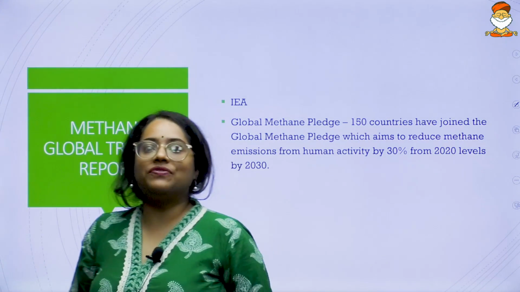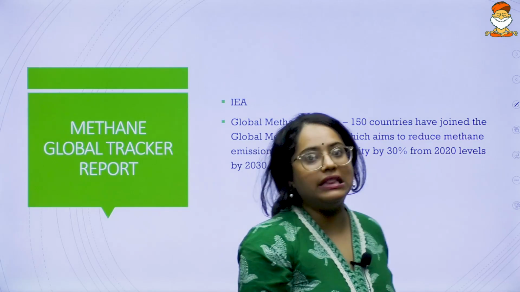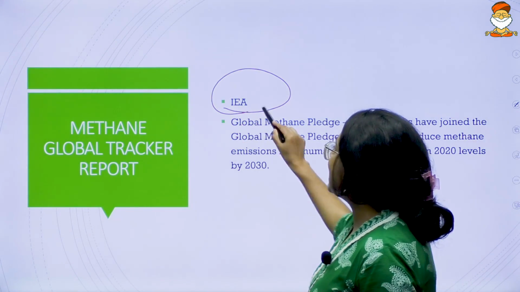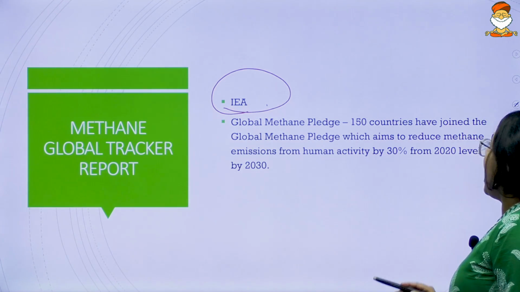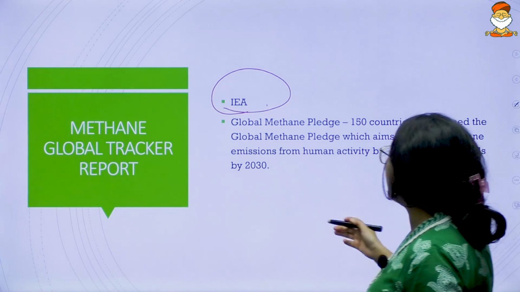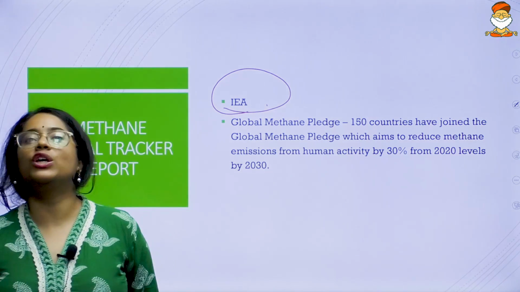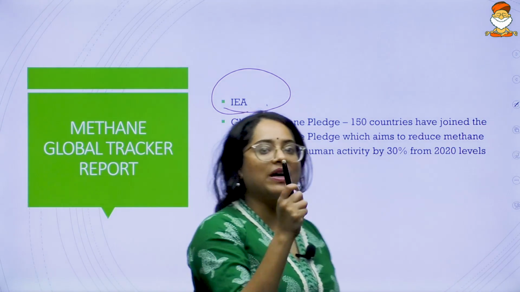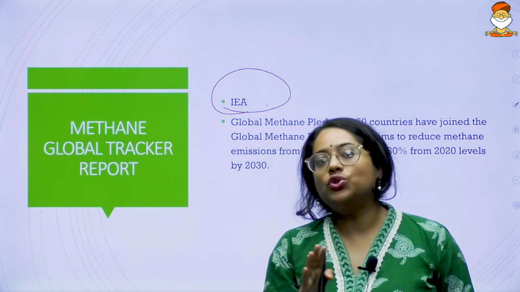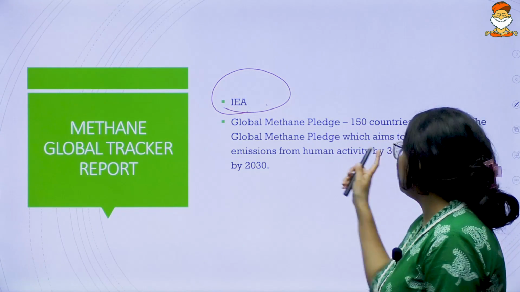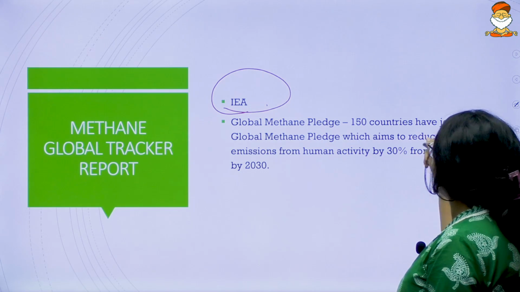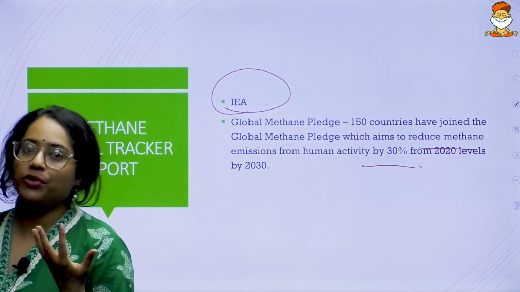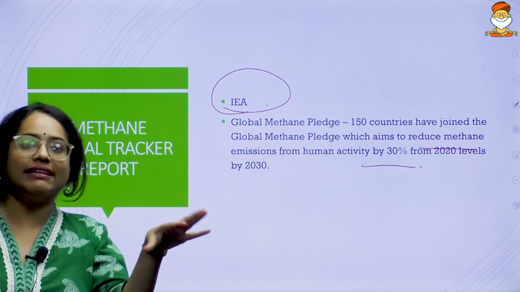The next important current affair that I want to discuss with you is about the Methane Global Tracker Report. The Methane Global Tracker Report is given by the International Energy Agency, and the context is that 150 countries have joined something called the Global Methane Pledge. So this report becomes very interesting because imagine this. There's a Global Methane Pledge, 150 countries have joined it, and they are trying to reduce methane emissions from human activity by 30% from the 2022 levels, and they are looking at 2030 as the limit.